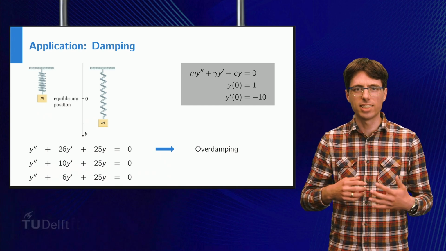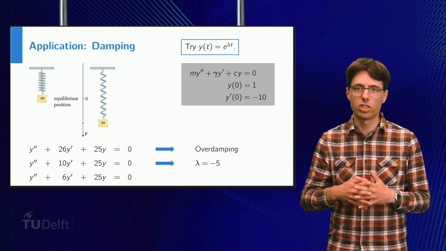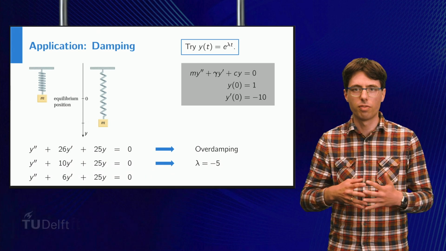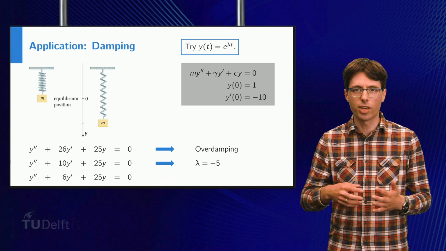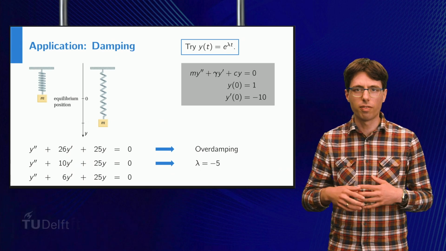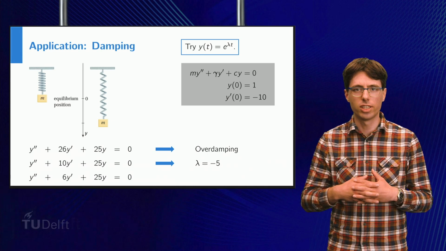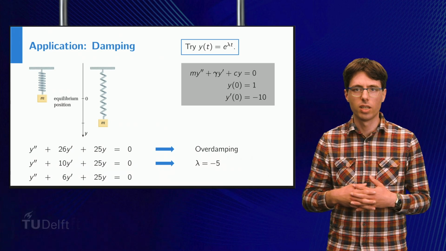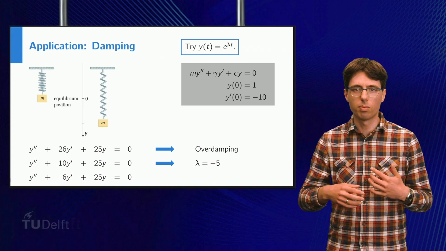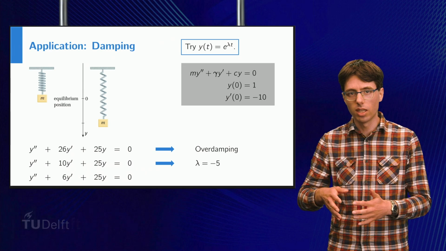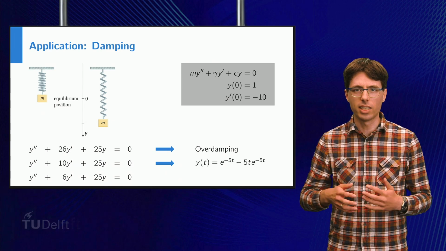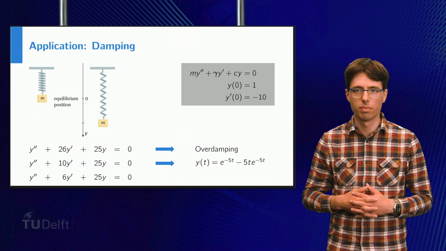Let's now take a look at the second case. Again, it's a second order linear homogeneous differential equation with constant coefficients, so we make the same educated guess for the shape of the solution. In this case, we only find 1 root of the characteristic equation, which is -5. Now we have a double root, so we know that the solution will be the linear combination of the exponential function and t times the exponential function. Plugging in the initial values gives us this solution.